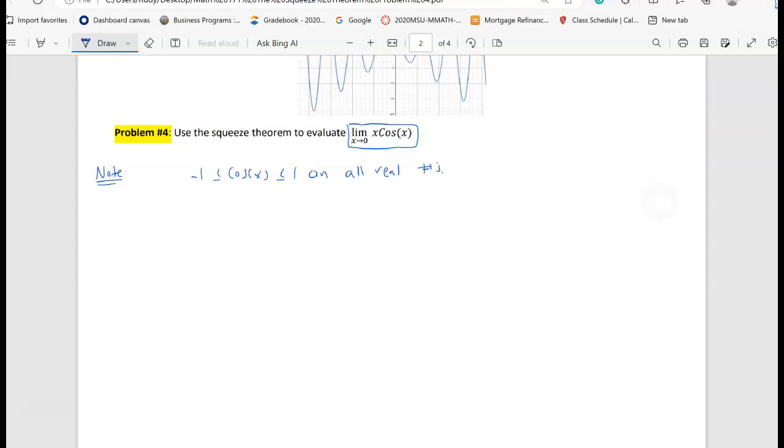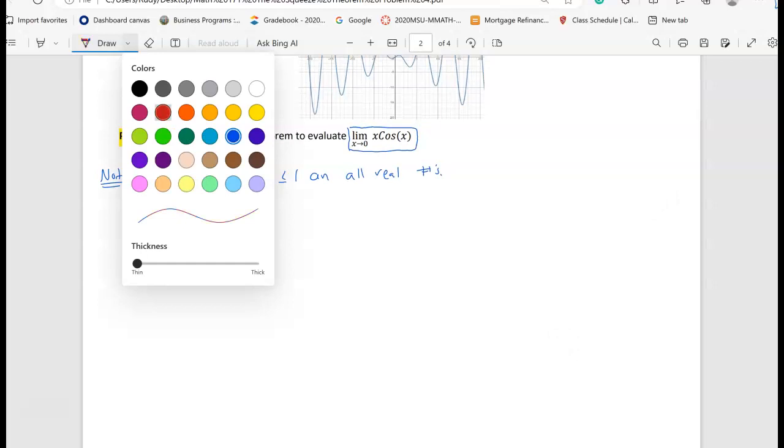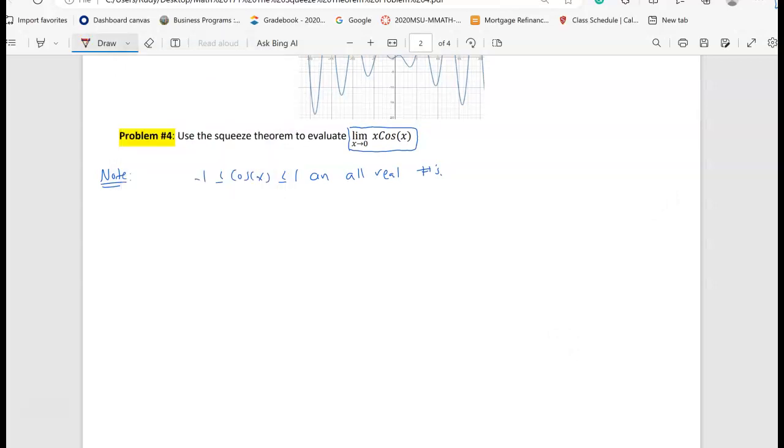Okay, then the next portion that we're going to do is we're going to multiply by x on both ends. So times x and technically times x, and that also forces us to multiply the middle part of the function. So in this case, we're actually looking at a new inequality: -x is less than or equal to x cosine of x, and that will also be less than or equal to the values of simply x.